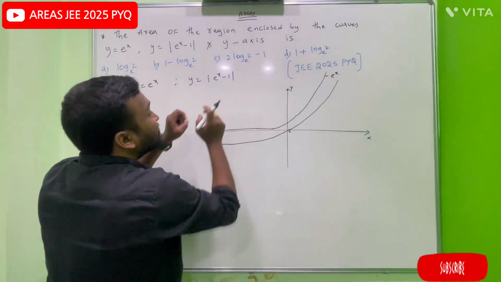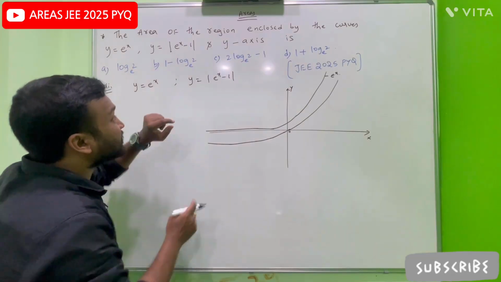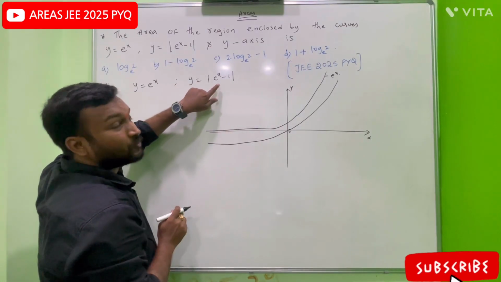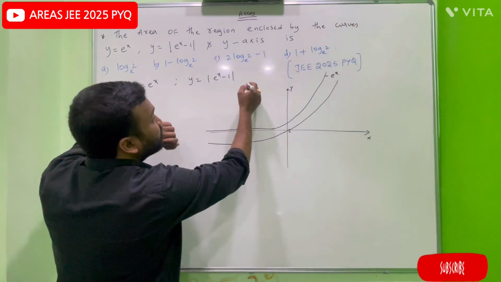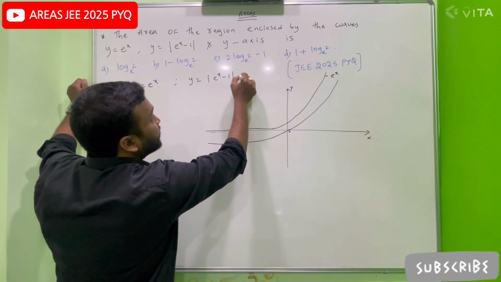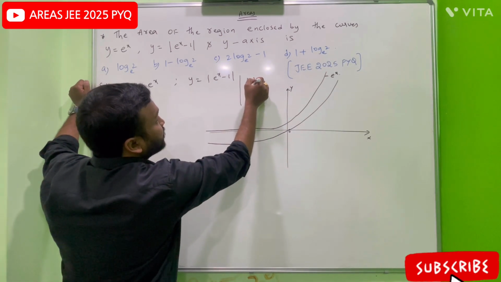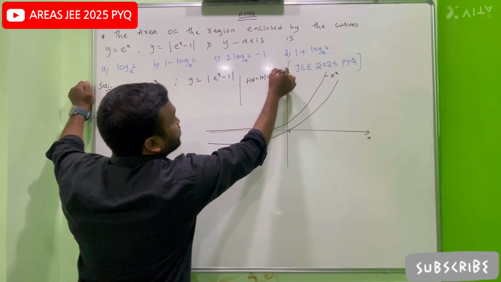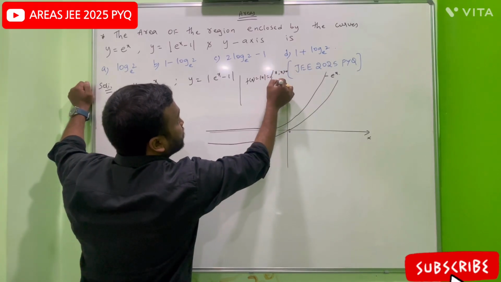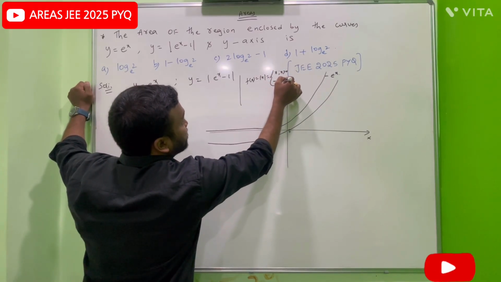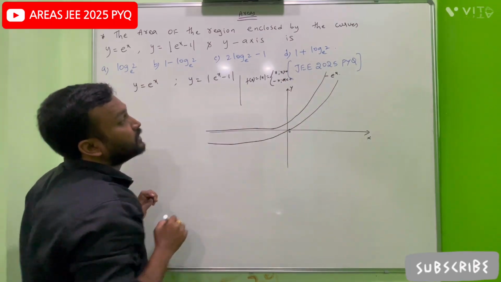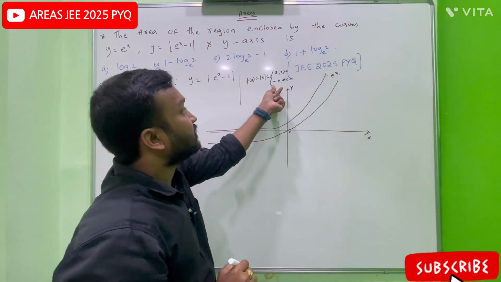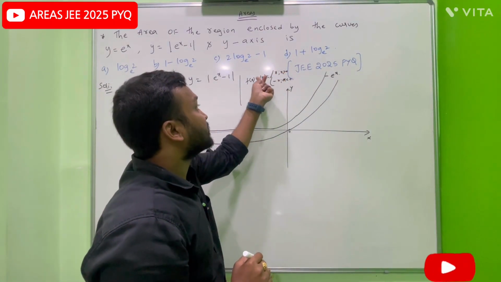Now the modulus is there. We know modulus means it is always positive only. Suppose f of x is equal to mod x: it is x where x is greater than 0, and negative x where x is less than 0. X less than 0 means minus x, so that is positive.